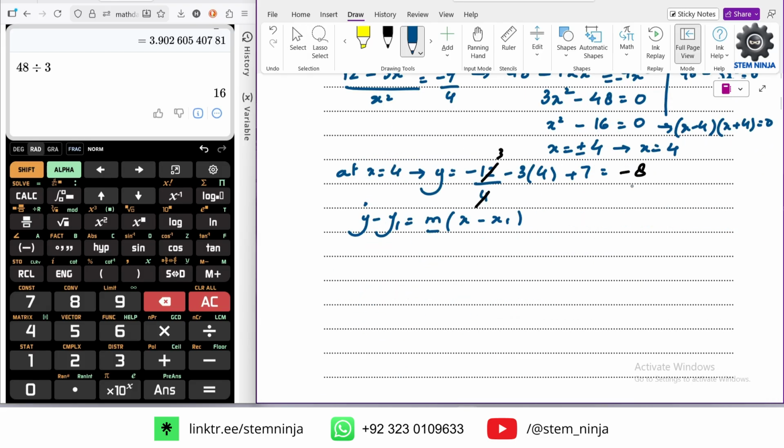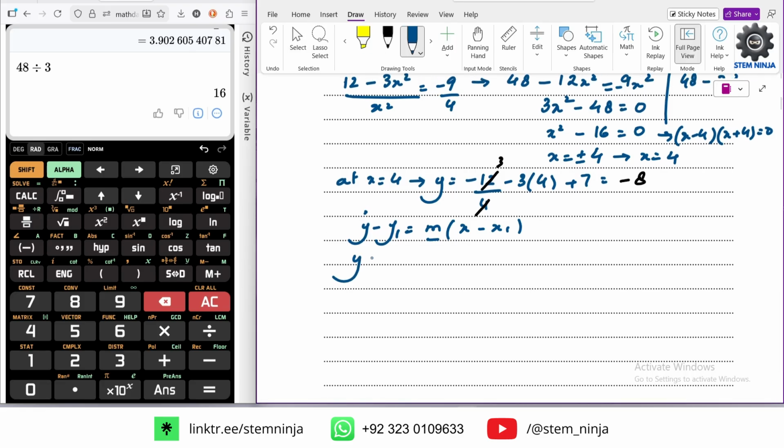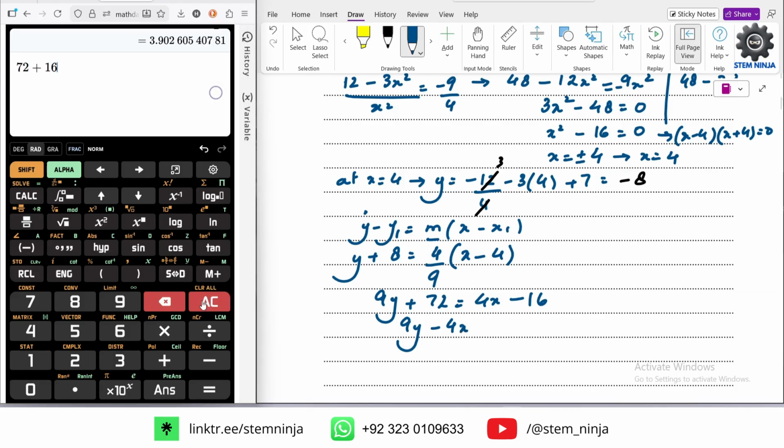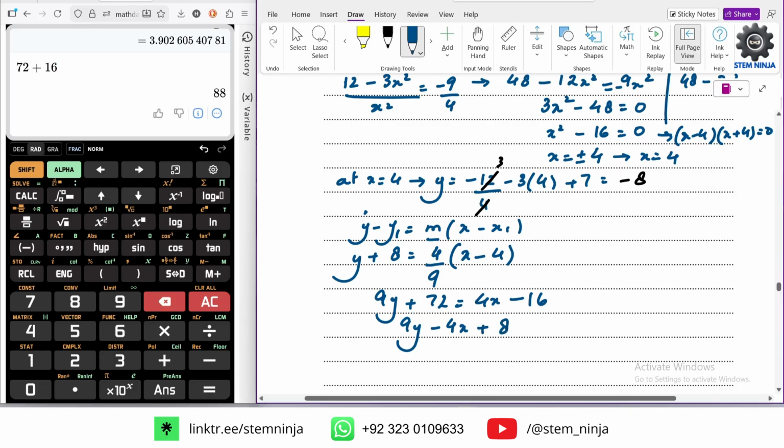Right, so the gradient of the normal is going to be the negative reciprocal of minus 9 over 4. So y minus 8 equals 4 over 9 times x minus 4. We cross multiply: 9y, 9 times 8, 72, equals 4x minus 16. This becomes 9y minus 4x, 72 plus 16, 88, equal to 0. So this is your equation of the normal.